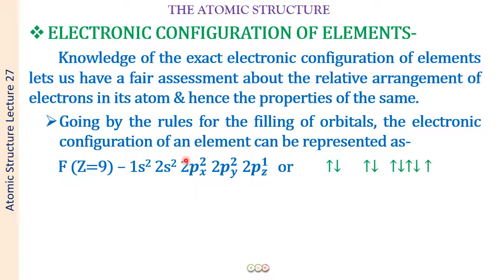So you put the second electron into 2px, making it 2px2. Then the remaining 1 electron goes into 2py, making it 2py2, and 1 is left in 2pz. This makes the electronic configuration of fluorine 1s2, 2s2, 2px2, 2py2, and 2pz1. And this is how we represent the spin of these electrons. You can see the spin of the electrons in 1s, 2s, and 2px, 2py, and 2pz.